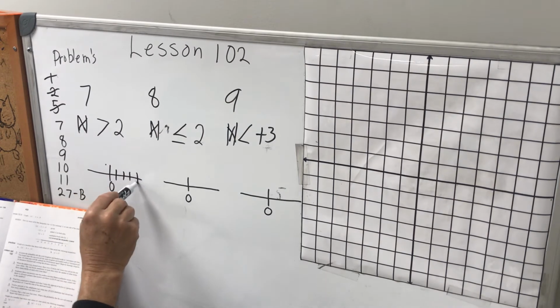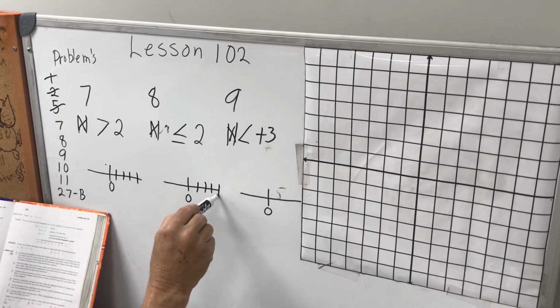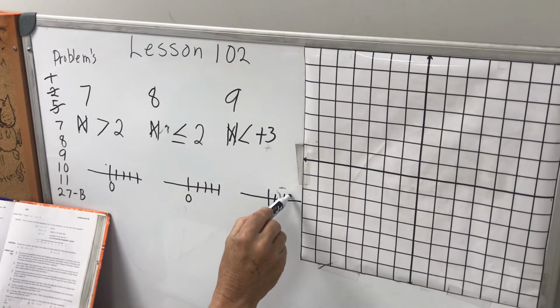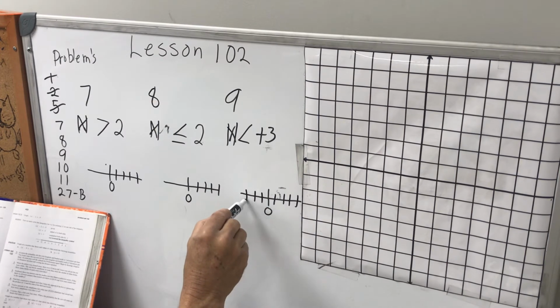One, 2, 3, 4. 1, 2, 3, 4. 1, 2, 3, 4. 1, 2, 3, 4.